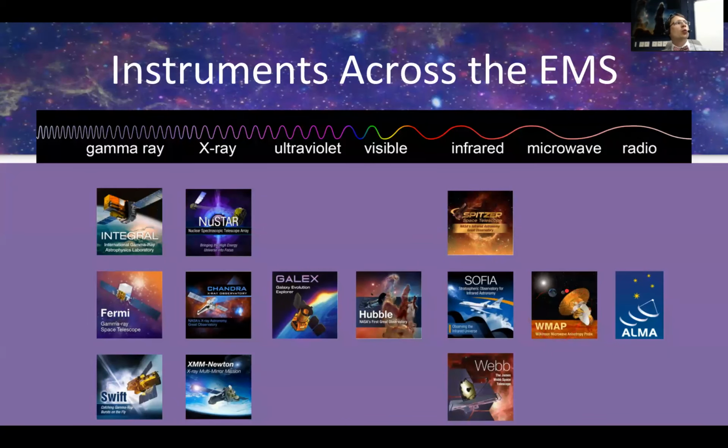The last two on here, WMAP is an old one that looked at microwaves, and ALMA is not a NASA mission. NASA actually doesn't have any radio missions because radio does get to the ground just fine, so we don't need to send radio telescopes into space. Plus, it would be even more expensive since radio telescopes need to be so big.